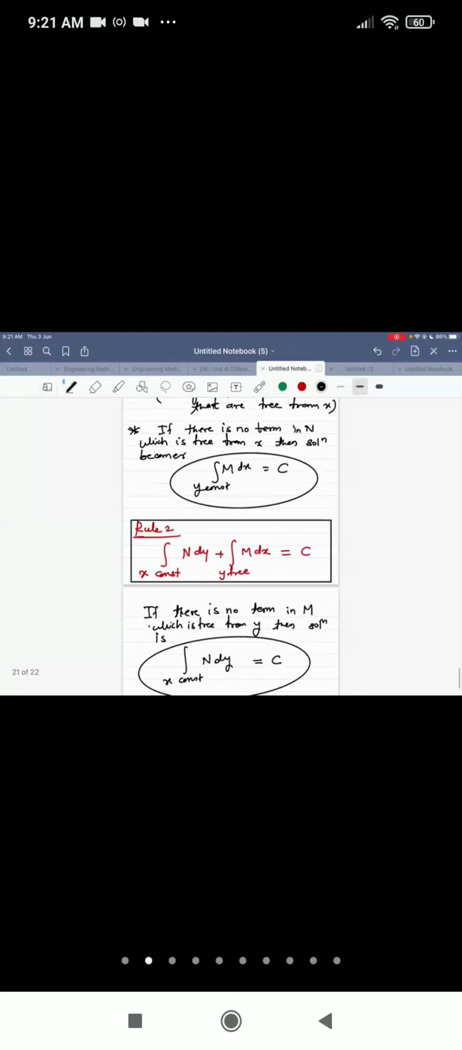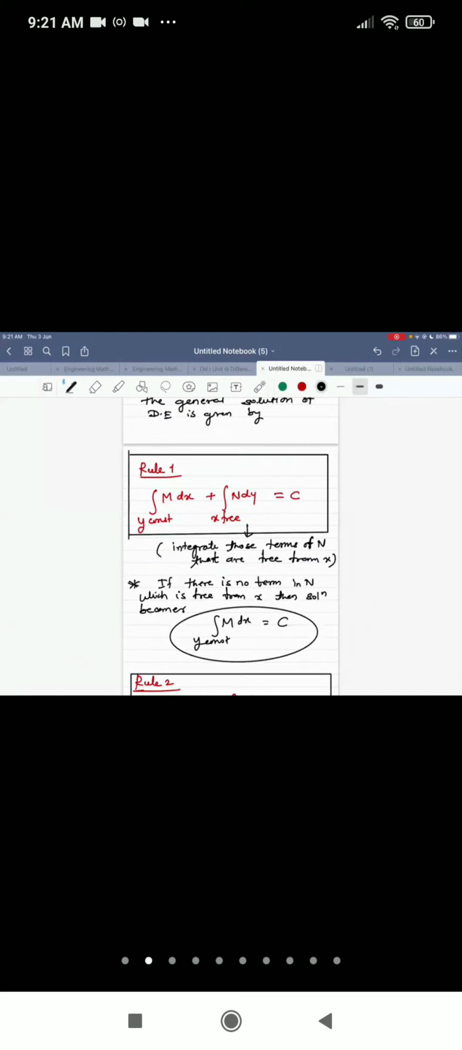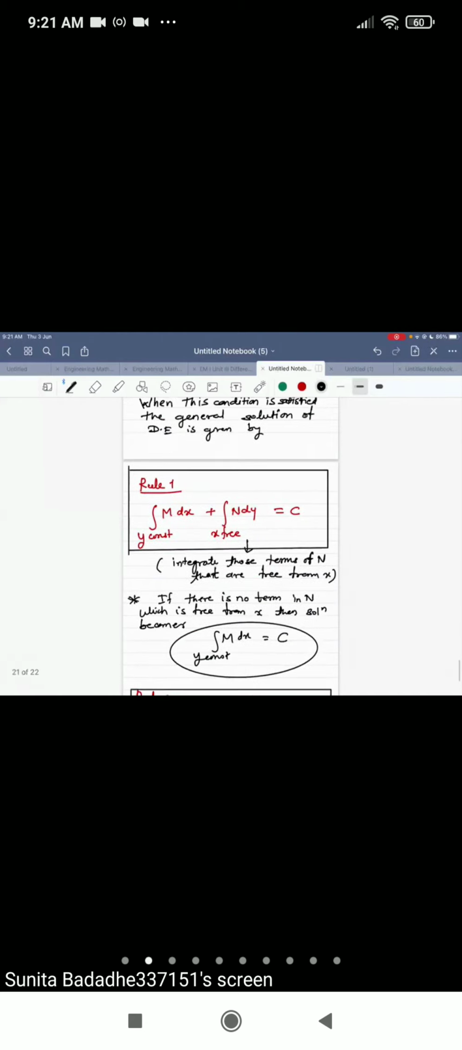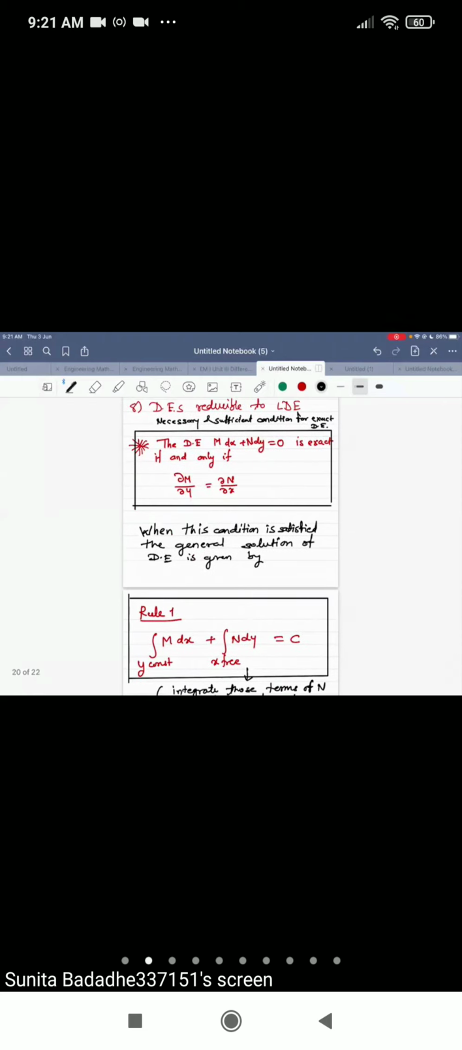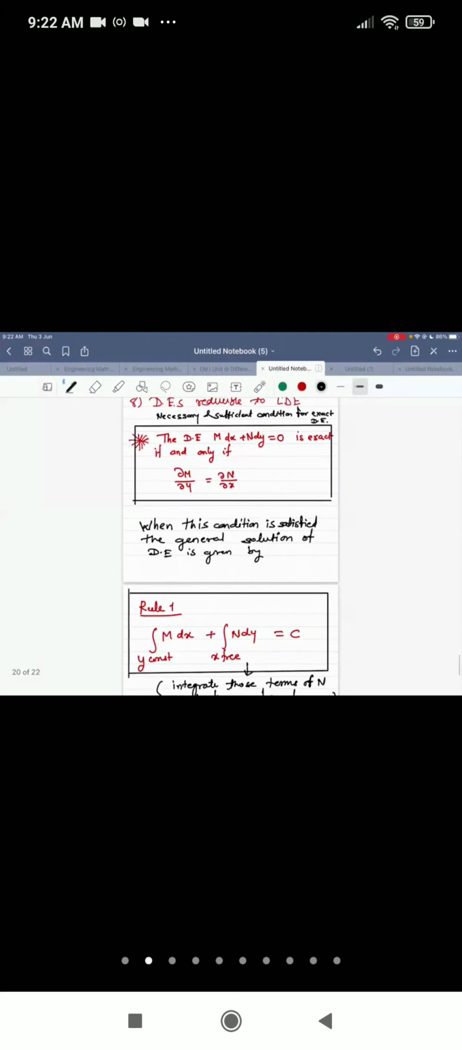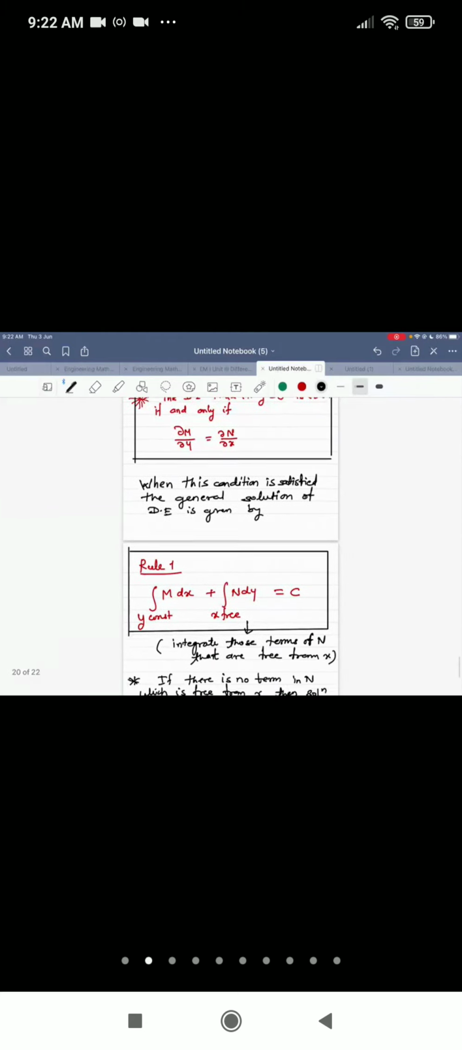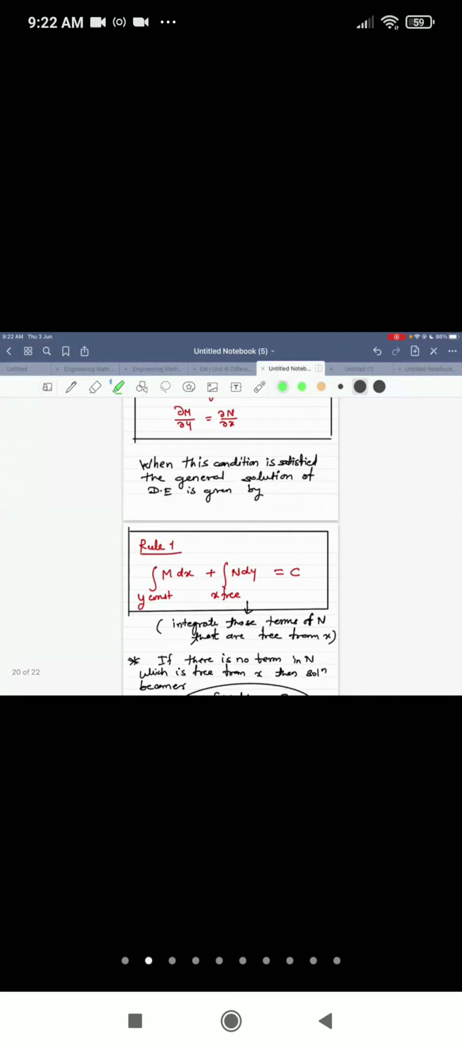Rule number 1 is, if your differential equation M dx plus N dy equal to 0 is exact. Now, how will you check whether it is exact or not? You will find the partial derivative of M with respect to y and the partial derivative of N with respect to x. If both are the same, you will conclude that the differential equation is exact. Then, when this condition is satisfied, only then we apply rule number 2.